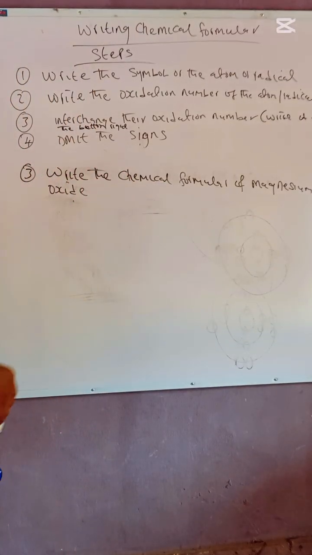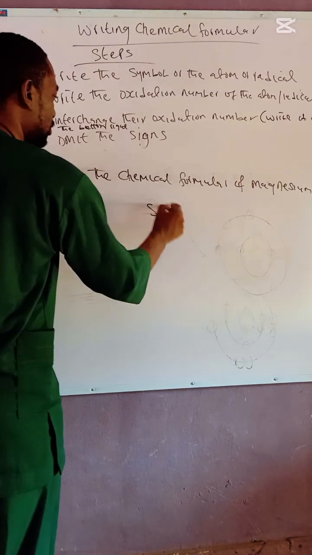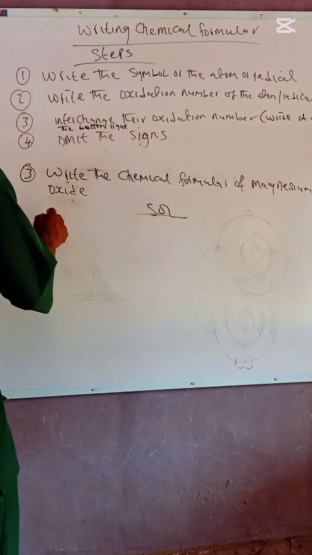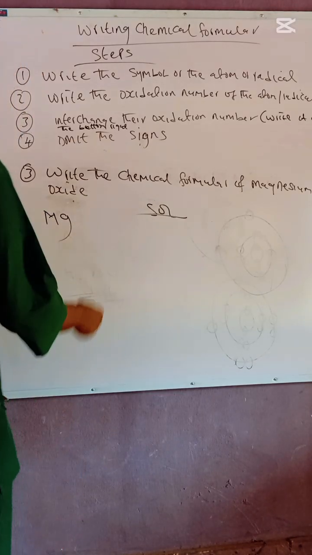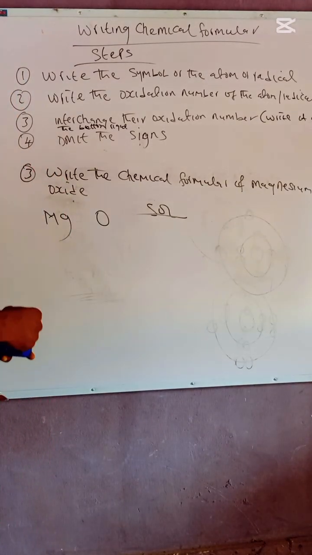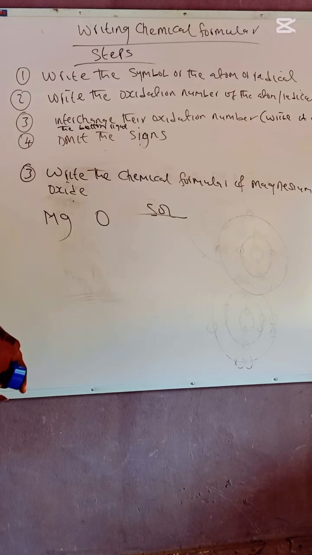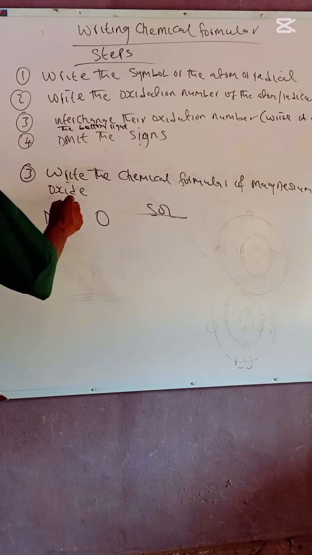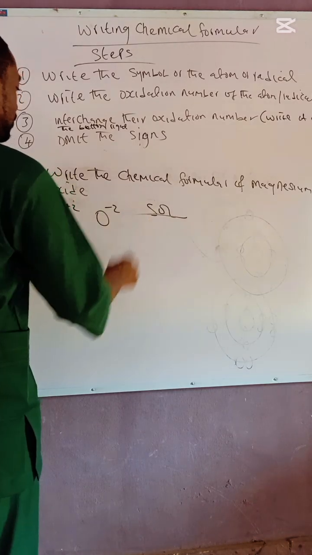Write the chemical formula of magnesium oxide. E dey simple now. Make we try am again. Solution. Magnesium na wetin? Mg. Oxide na wetin? Oxygen. Wetin be the symbol? O. Wetin be oxidation number for magnesium? +2. If you do that one, you go get +2. So oxygen na wetin? -2.